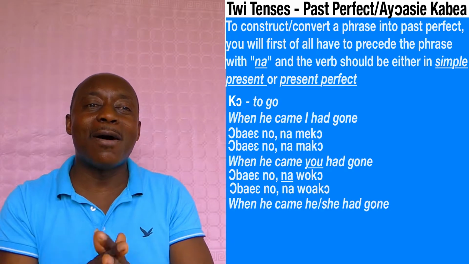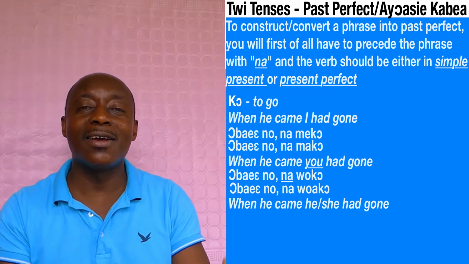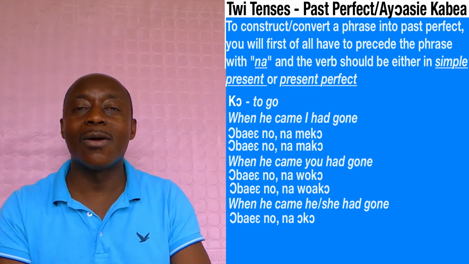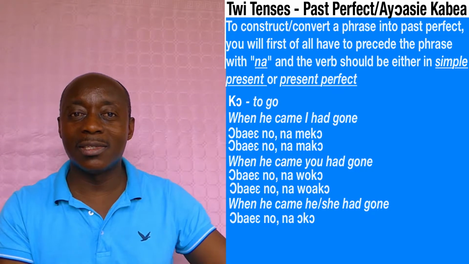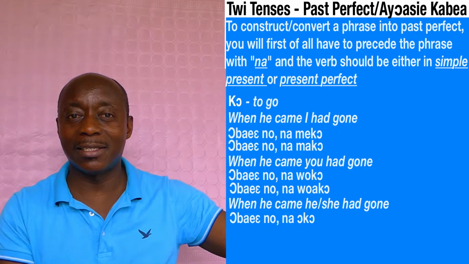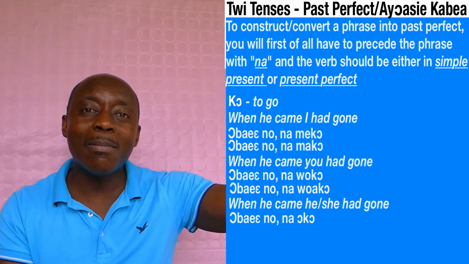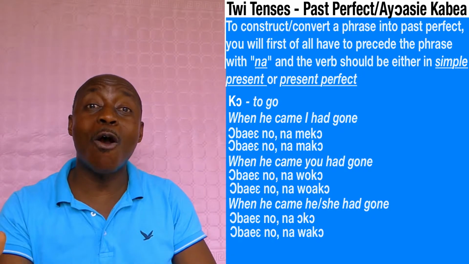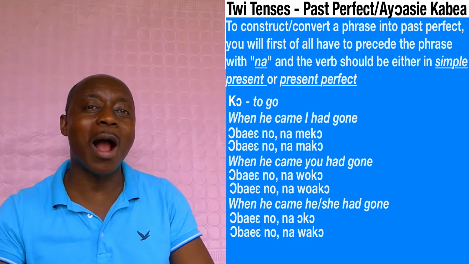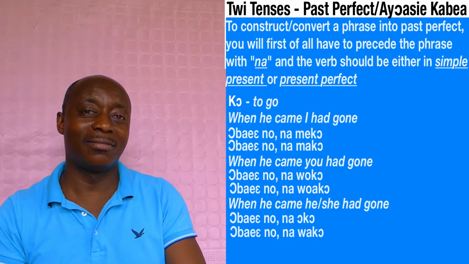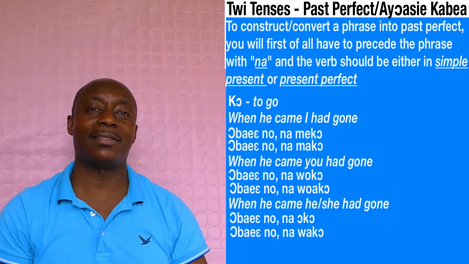What about ono? We can say obae no na oko. Here, oko is simple present. But if I want to mean that when he came, he had gone but had returned, then I will say obae no na wako. You see, wako is present perfect.